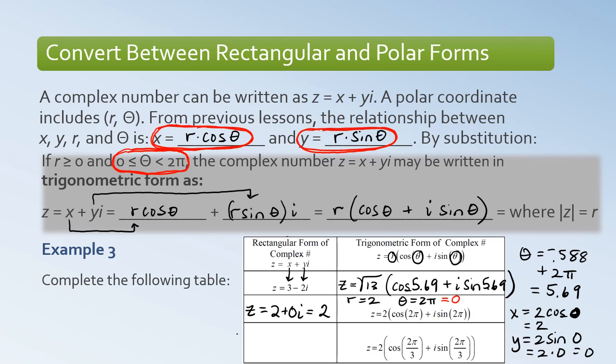When you end up getting rid of all of the imaginary parts of a complex number, we say that that complex number is purely real.